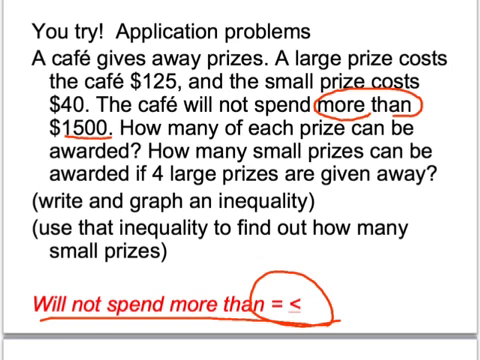So go ahead and push pause. There's graph paper on the next sheet. You'll see the answer, but I need you to work this out on your own.